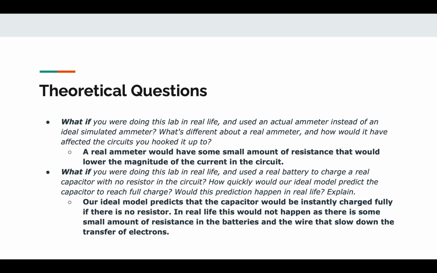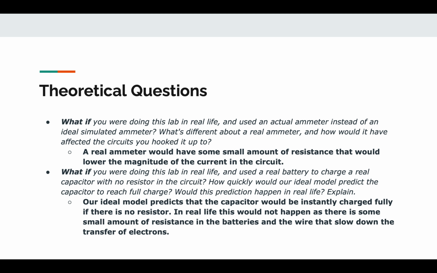So theoretical questions: what if you were doing this lab in real life and used an actual ammeter instead of an ideal simulator? What's different about a real ammeter, and how would it have affected the circuits you hooked it up to? A real ammeter would have some small amount of resistance that would lower the magnitude of the current in the circuit.